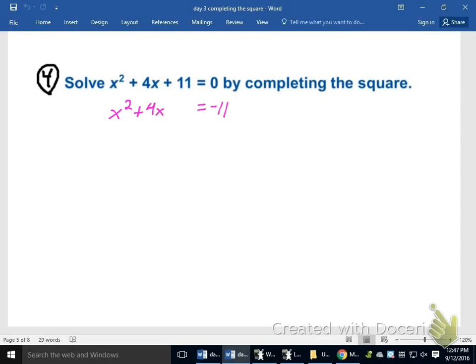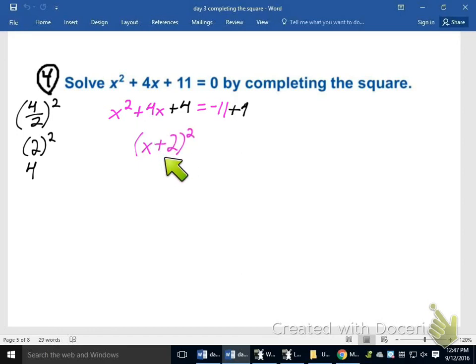Now I'm going to complete the square by doing b over 2 squared. The value of b was 4. 4 divided by 2 is 2. 2 squared is 4. That's what I'm going to add to both sides. Plus 4, plus 4. And what I'm going to get now on the left is x plus 2 squared, because 2 plus 2 is 4, 2 times 2 is 4. Equals negative 11 plus 4 comes out to negative 7.